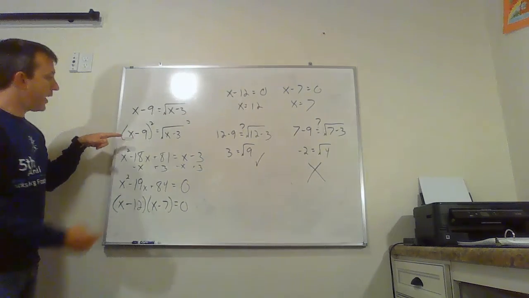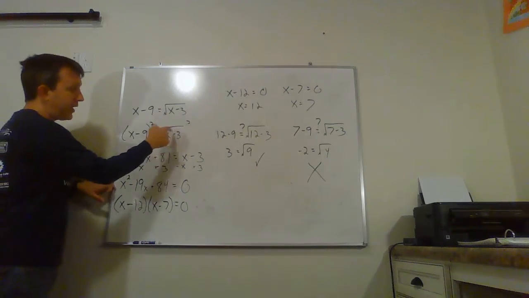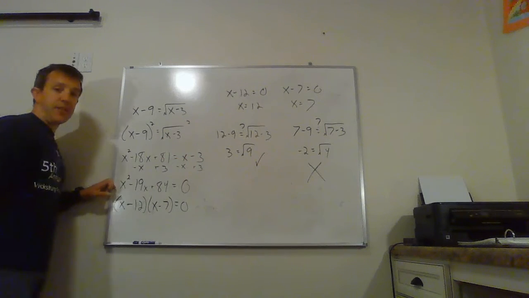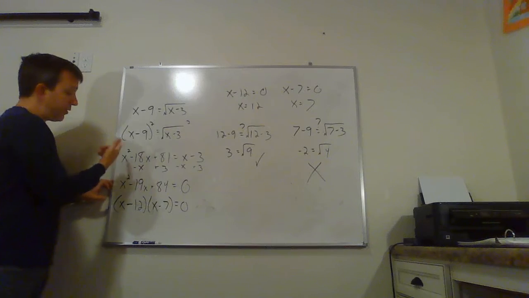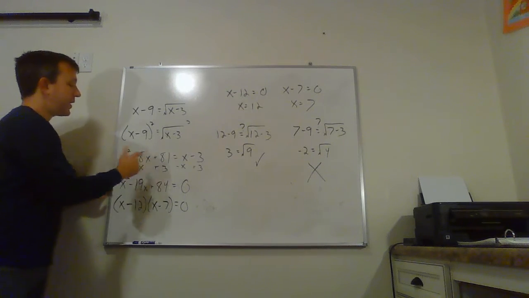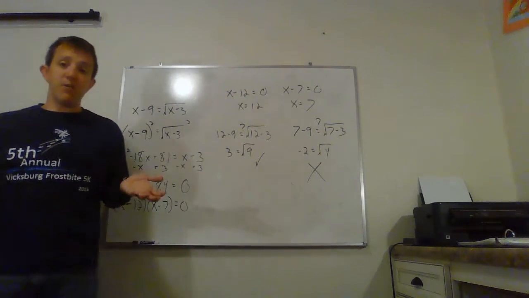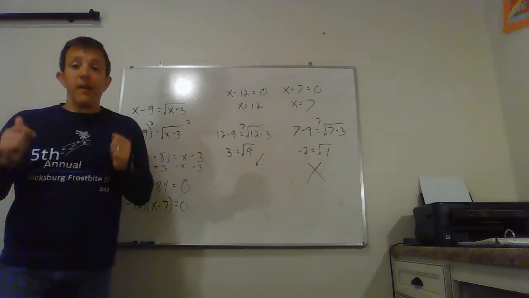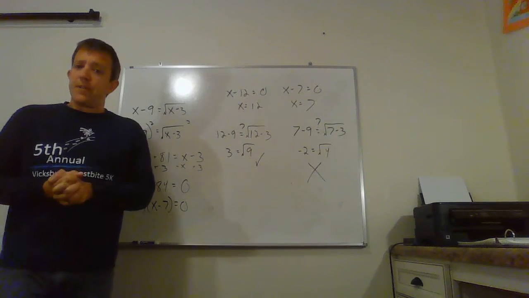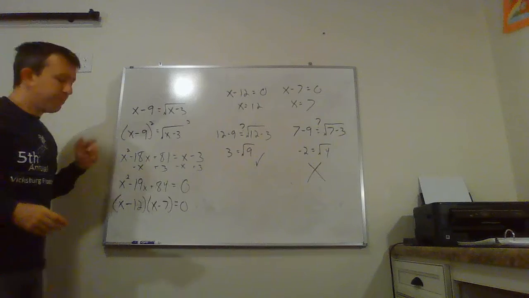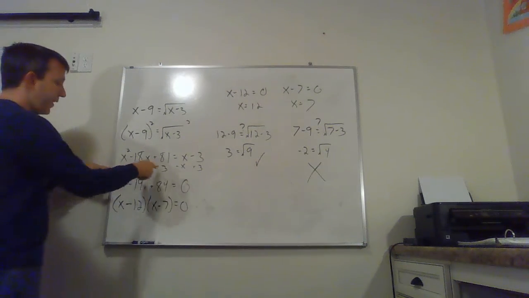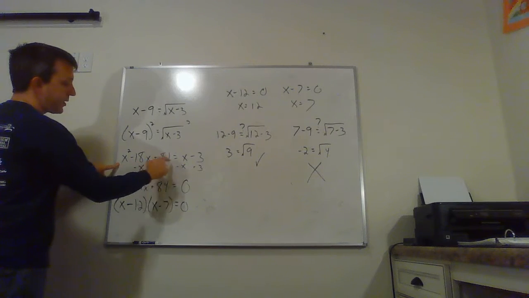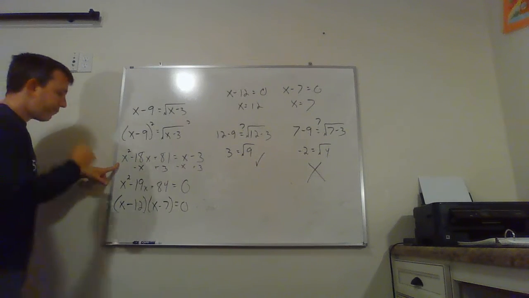So when we do that, on the right, we get something really nice. The square root and the square go away. We just get x minus 3. On the left, when I multiply that out, if you trust me, it's x squared minus 18x plus 81. If you don't trust me, and you probably shouldn't, multiply it out for yourself. See if you get that. I'm 99.9% sure I'm correct here. So, anyway, I have x squared minus 18x plus 81 equal to x minus 3.